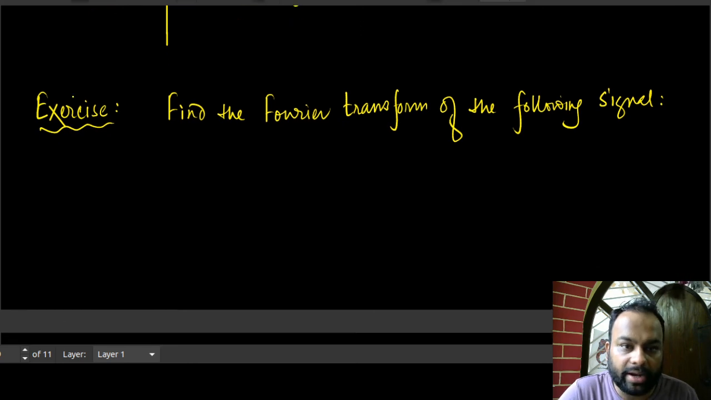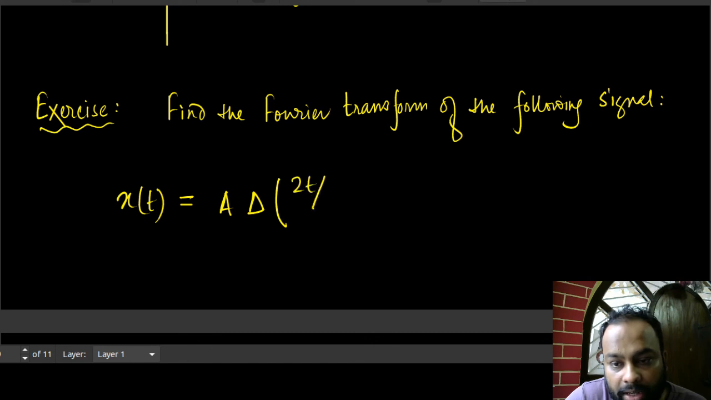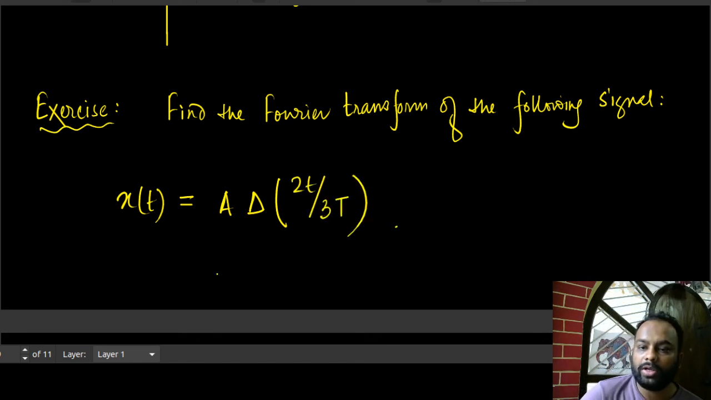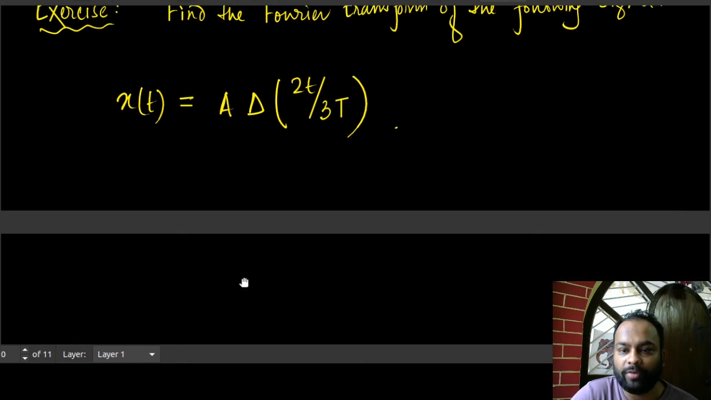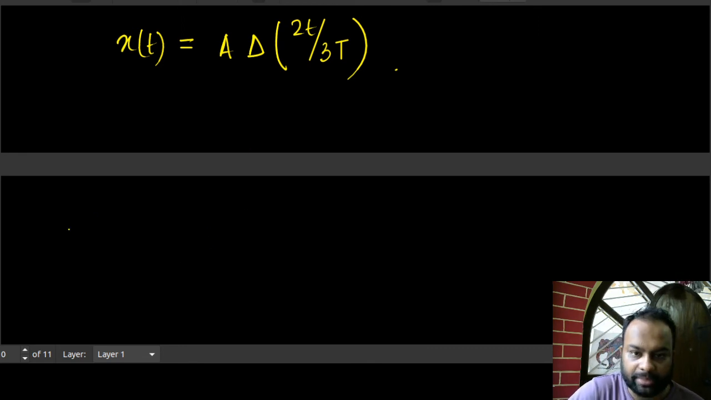Okay, very good then. So some of you just gave me a function, and let me give you that as an exercise. Some of you are asking what if a delta 2t by 3t is given, right? Your homework would be to calculate and draw the Fourier transform of this. But let me tell you how to draw this. Actually, it's very simple.